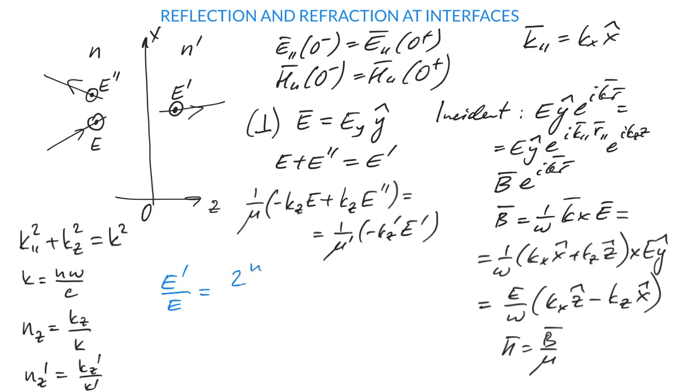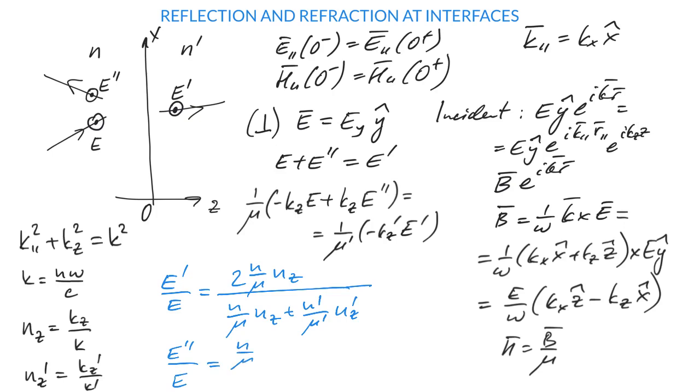There's 2 n over mu nz, and the denominator n over mu nz plus n prime over mu prime nz prime, and then E double prime over E, I have n over mu nz minus n prime over mu prime nz prime divided by the sum of these quantities.